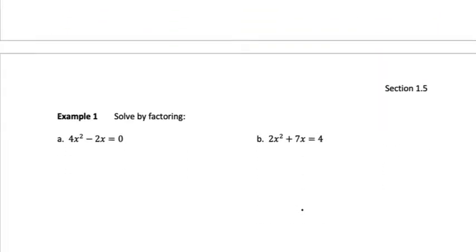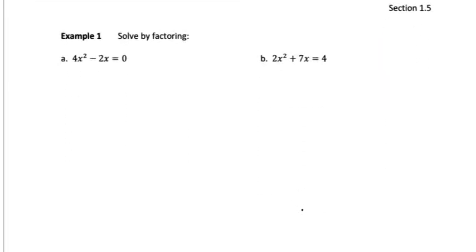So we're going to look at example 1 in the textbook here. A is 4x squared minus 2x equals 0. So my first step is always to check and see if I have 0 on one side. If I don't, I need to get 0 on one side. For this problem, that's already done, so I'm going to go to step 2, which is to factor.